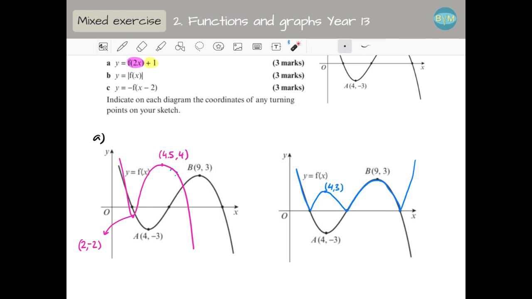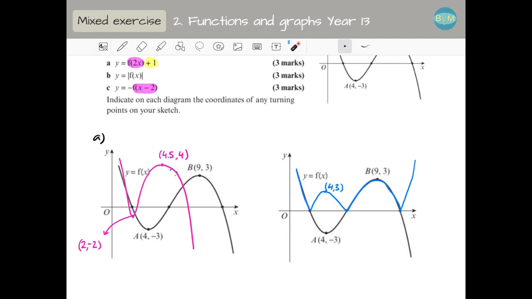Then this one is minus f of x minus 2. So again, we are going to do it in two steps because we have two transformations. We are doing this one first and then multiply by minus 1. So this one is a horizontal translation to the right. I know you want to move left because it is minus, but when it is with the x, it is going to be in the opposite direction.